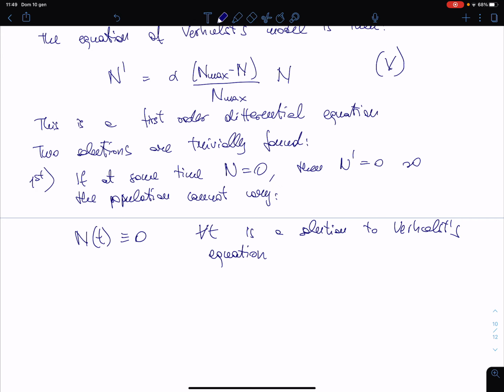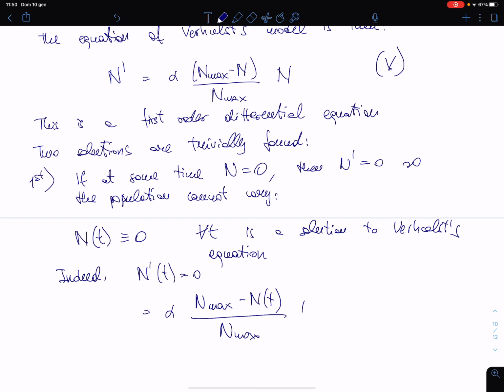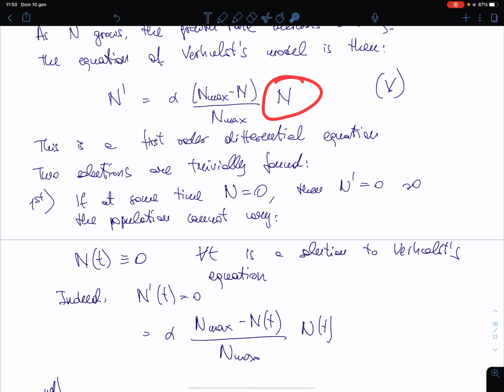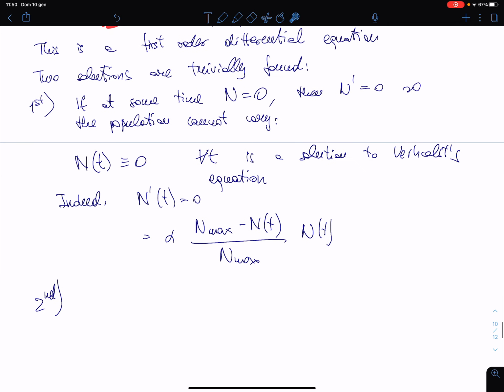And indeed, we have that N prime of t is equal to zero, which is equal to alpha times N max minus N of t, which is equal to zero, divided by N max times N of t. This is the first solution. So the second solution, if instead of starting with no population, we start with the maximum of population. Here we have that N prime is equal to 0, too, so we have no variation.